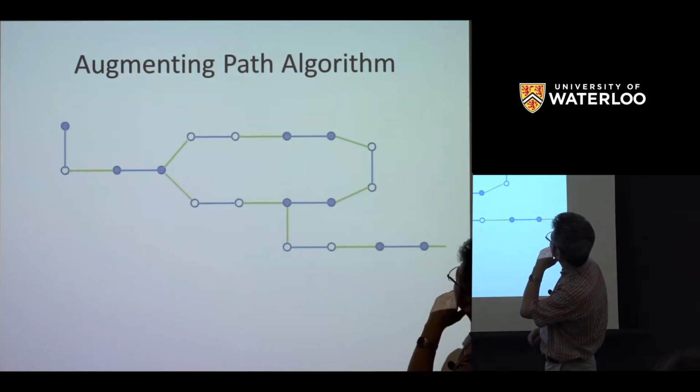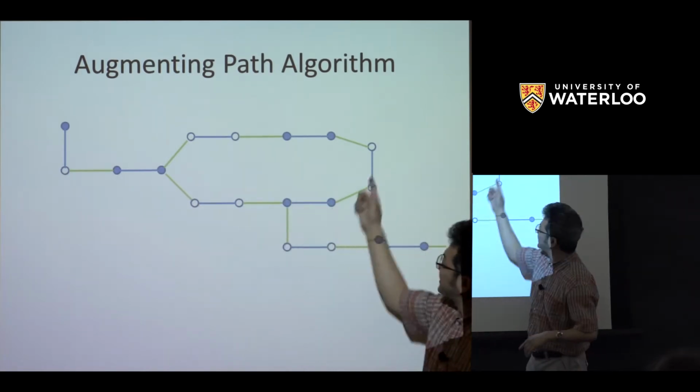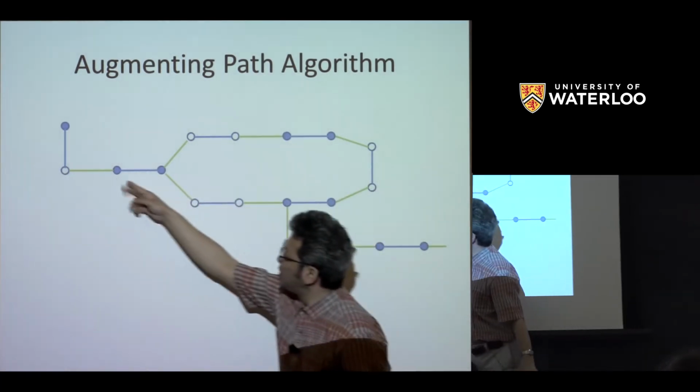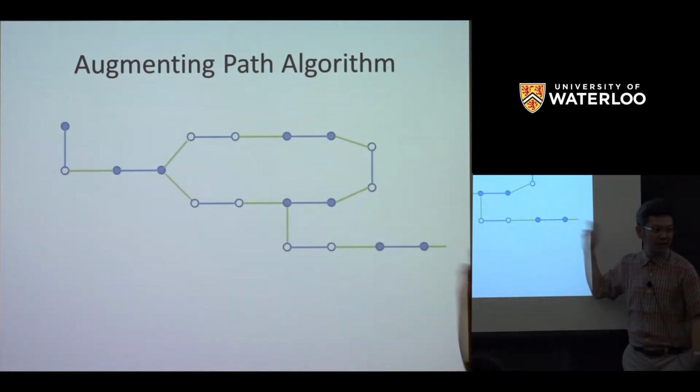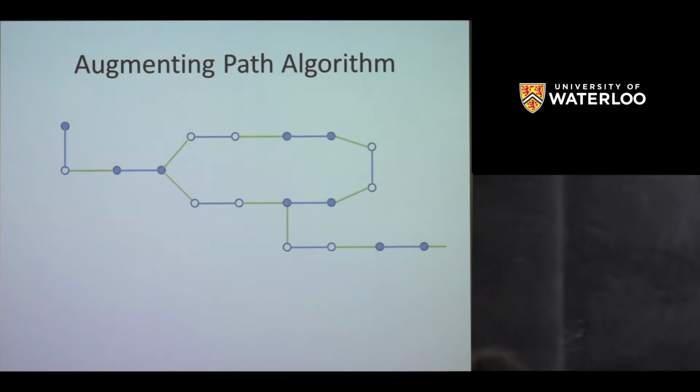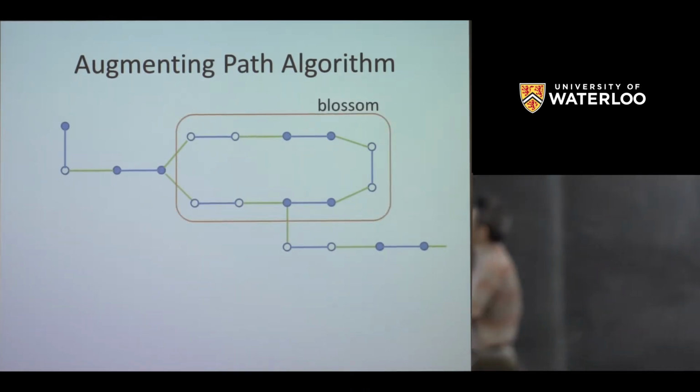Is it 9? 11, yes, even more. Okay. If you have this kind of configuration, then we know that we could actually come this way to go this branch. Okay? If we have this kind of thing, then actually this should be recognized as a blossom.